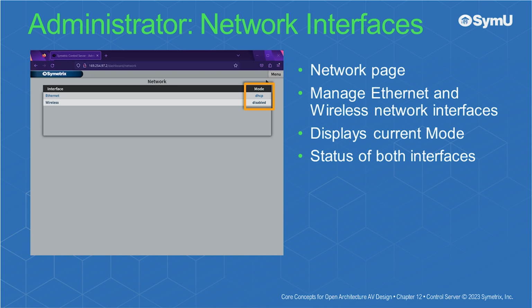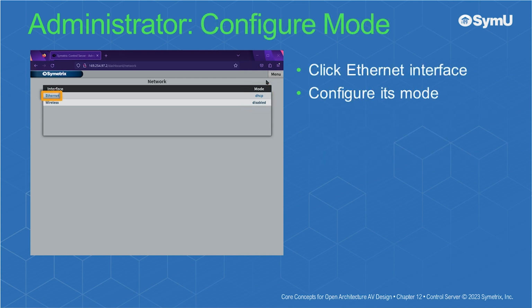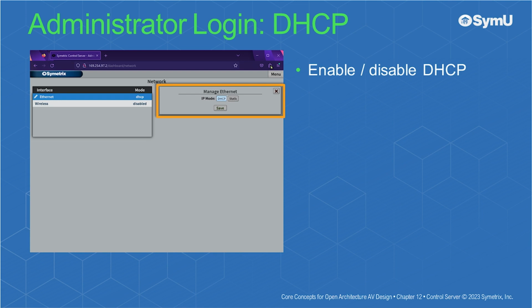The Network page is used to manage both Ethernet and wireless network interfaces and displays the current mode. It also displays the status of both interfaces. Click on the Ethernet interface to configure its mode. From here, the DHCP can be enabled or disabled.